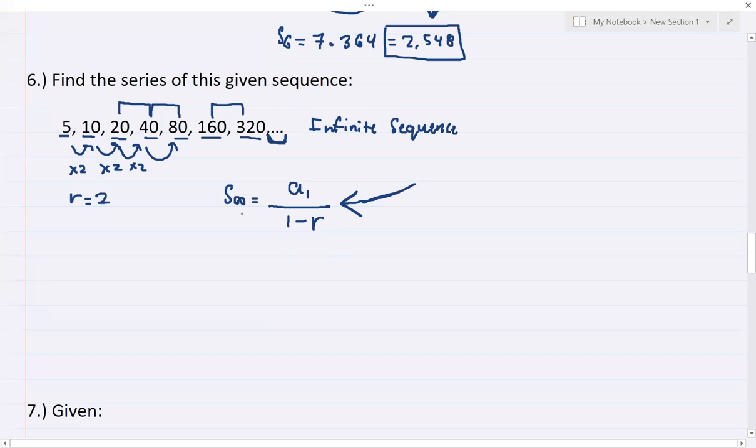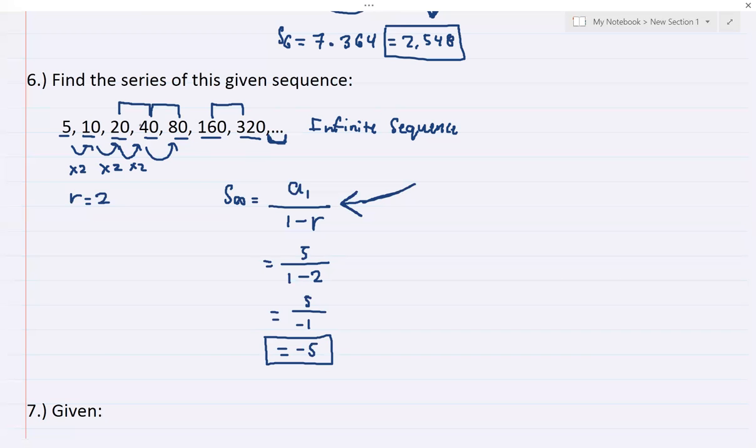So let's substitute. Your a sub 1 is obviously 5 all over 1 minus your r, which is 2. So you have 5 all over negative 1. 5 divided by negative 1 will give you negative 5. So that means in this infinite sequence, as you add all of them continuously, you will get the sum of negative 5.